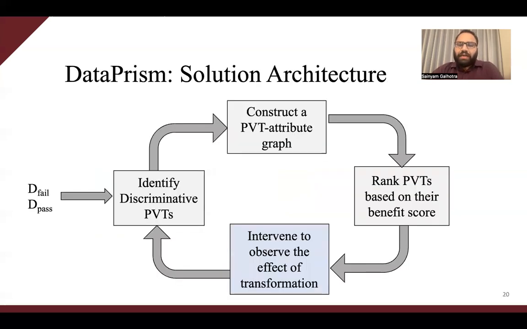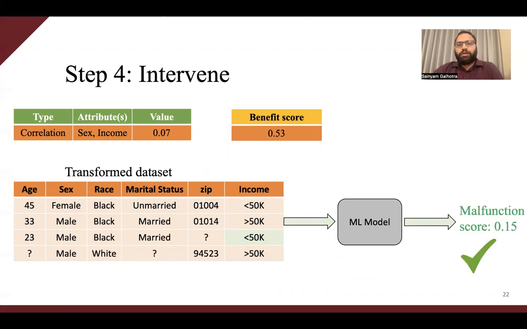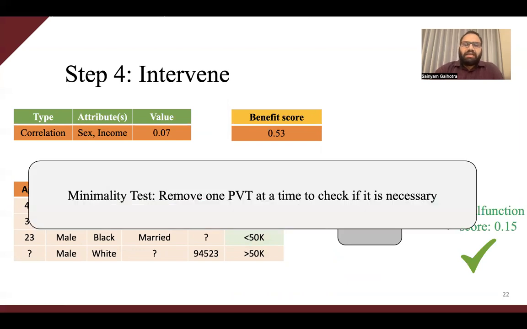The fourth stage of the pipeline is the intervention procedure, which applies the transformation and then runs the pipeline to calculate its malfunction score. In this example, breaking correlation between sex and income reduces the malfunction below 0.2, and therefore the pipeline stops after searching over other PVTs. As a last step, DataPrism also ensures that the solution set is minimal. And to test minimality, DataPrism removes one PVT at a time and keeps it only if it is necessary to reduce malfunction.